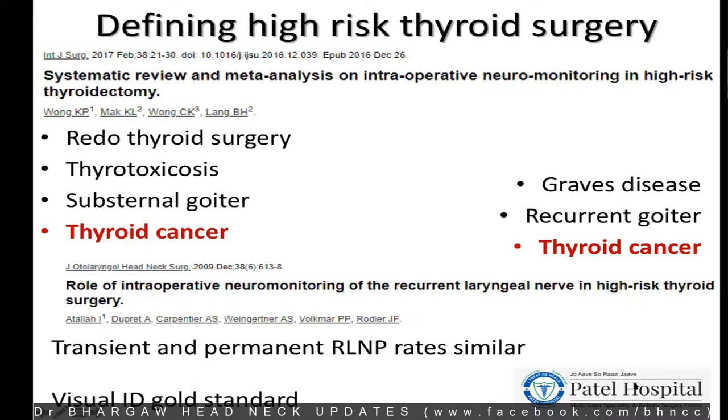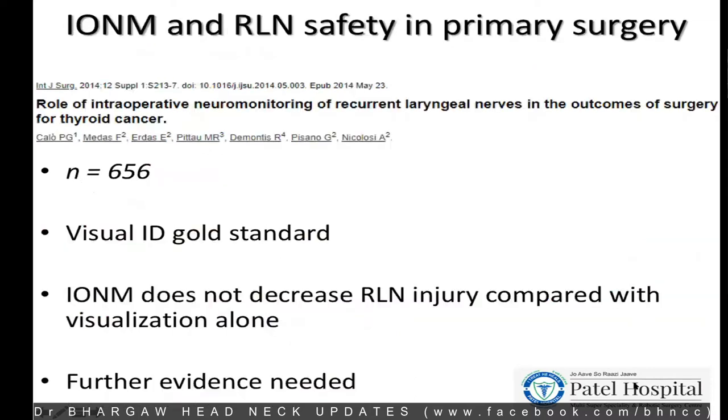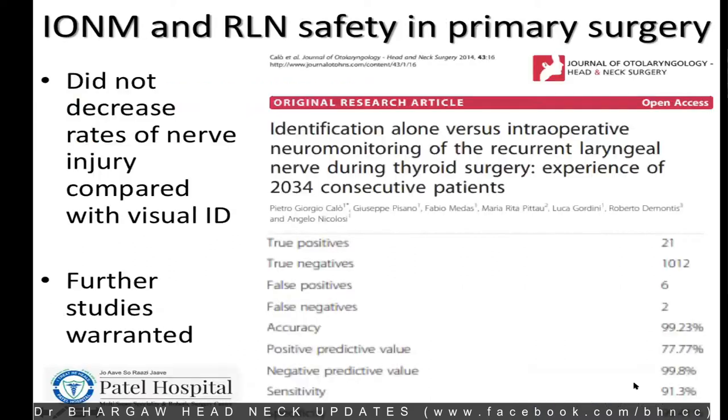So this paper said that even though they selected the categories of a high-risk thyroid surgery, the transient and the permanent recurrent laryngeal nerve palsy rates were similar between the monitored groups and the unmonitored groups. And just like the prior study with 20,000 nerves at risk, it said that the visual ID is still gold standard. So what else do we know? Another paper says visual ID is gold standard, and IONM does not decrease recurrent laryngeal injury compared with visualization alone. And remember, we are only talking about cancer from here on. And they said further evidence is needed. And this is a relatively recent paper, but there's been some more work that's been done since then.